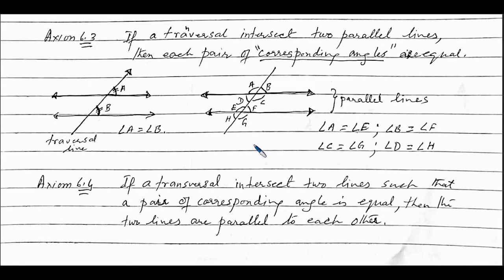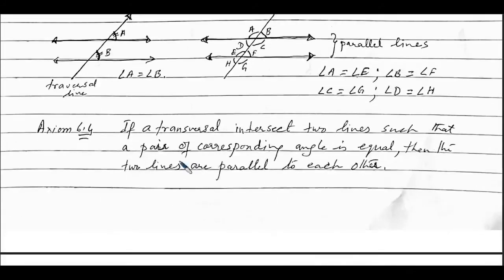Okay. So if two corresponding angles are the same, then the lines are parallel. Okay, if the lines are parallel, corresponding angles have to be the same. So vice versa. Okay, so the same thing in other words: if a transversal intersects two lines such that a pair of corresponding angles is equal, then the two lines are parallel to each other. Okay, as I said earlier.